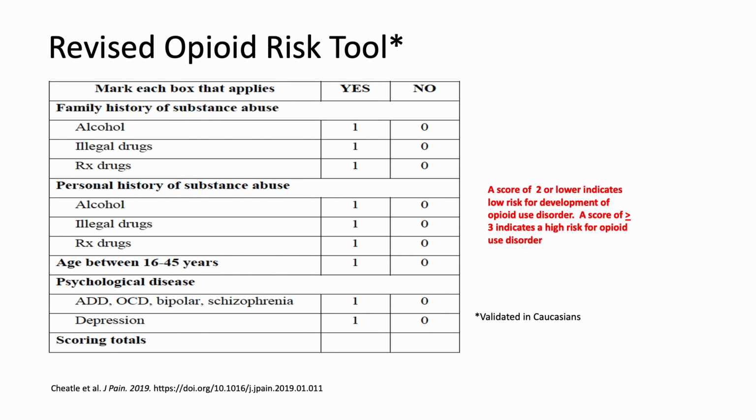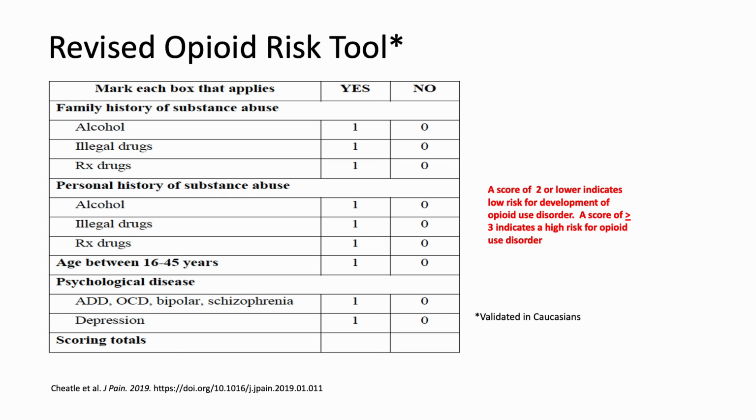This is a revised opioid risk tool. A score of 2 or lower indicates a low risk of development of opioid use disorder. Greater than 3 indicates a high risk. But these are questions that you might think about just in your interview. Is there a family history of substance abuse? This is something I tend to call substance use disorder. This is just the way this tool uses it. I don't like to use the word abuse. I prefer to use risky use or substance misuse.